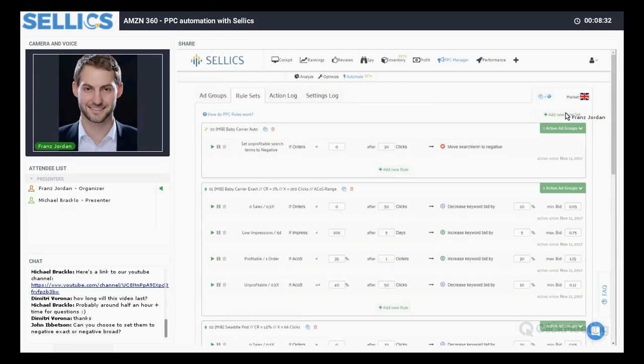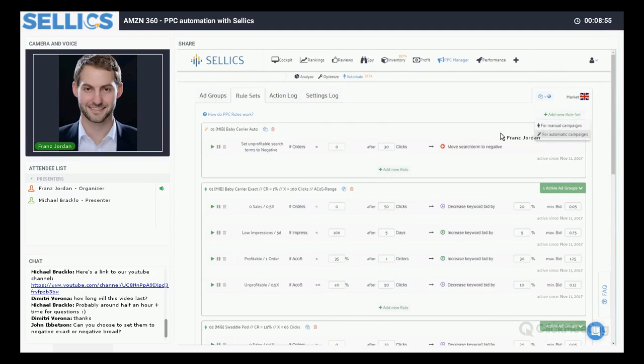First, you will click here on Add New Rule Set. So you just click here, Add New Rule Set, and then you decide whether you want to create a new rule set for manual campaigns or for automatic campaigns. Obviously, the reason that we differentiate here is that there are different actions you can take for auto campaigns and for manual campaigns. So now let me just show an example for an automatic campaign.